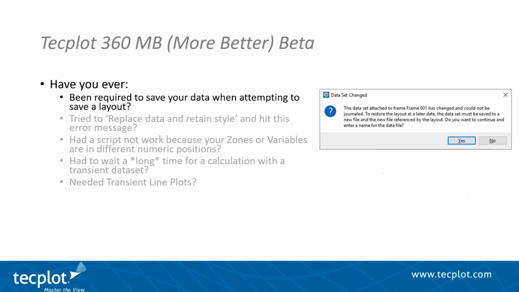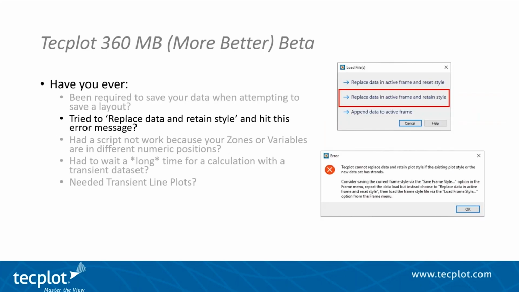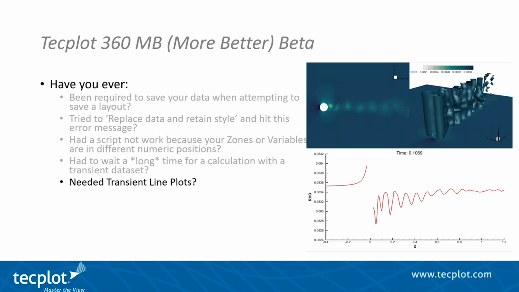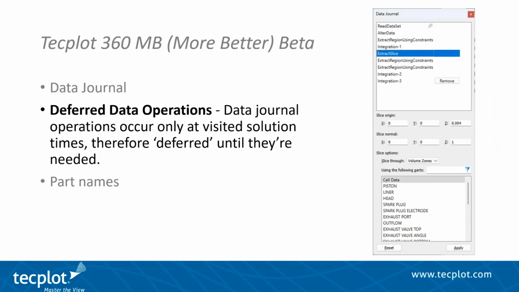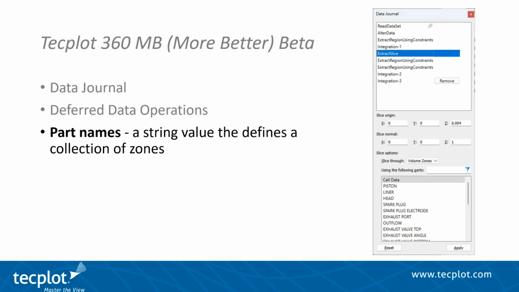So again, these major issues that I've heard over and over throughout the years, these are all the things that we're trying to solve, and these are for the most part all solved by these 3 key concepts: the data journal, the deferred operations, and the part names.